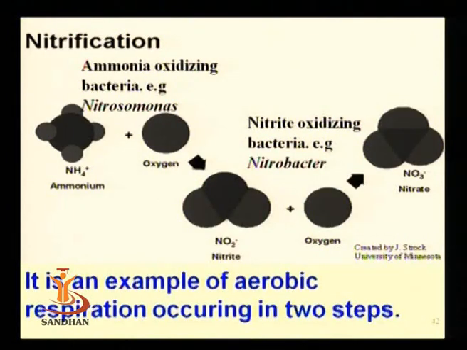Nitrification is an example of a complete aerobic process which occurs in 2 steps. As shown here, in the first step, ammonia is converted to nitrite with the help of ammonia oxidizing bacteria like Nitrosomonas, while nitrite is converted to nitrate with the help of nitrite oxidizing bacteria like Nitrobacter. Thus, within 2 steps, ammonia is converted to nitrate.